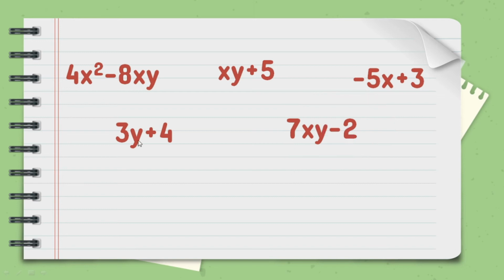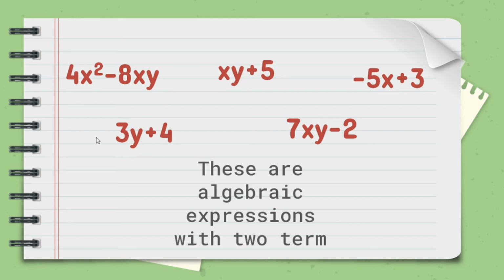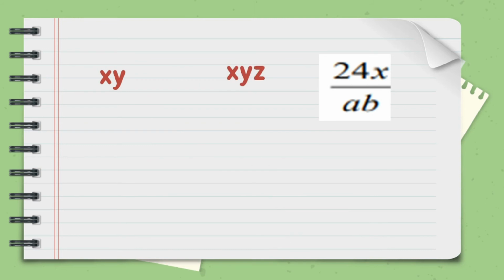So how many terms do we have in each expression? These algebraic expressions have two terms. If we notice there is subtraction or a minus sign here, then that is two terms already. This is the first, this is the second. In this given, this is the first term, and this is the second term. In this expression, this is the first term, and this is the second term. Here, this is the first term, this is the second term. Same as this given. Now, this is what we call an algebraic expression with two terms. Okay? How about this given?